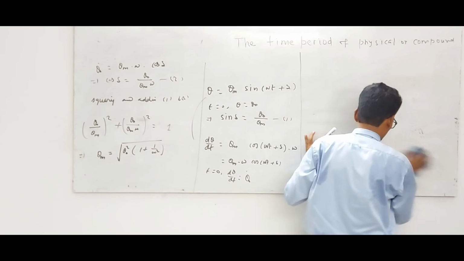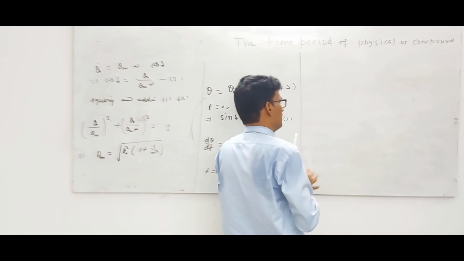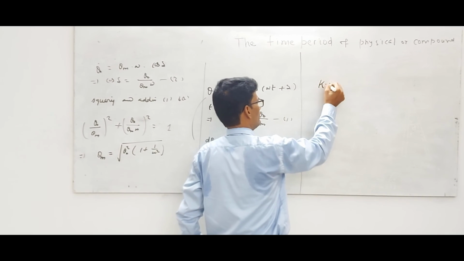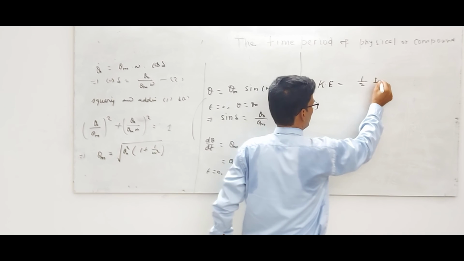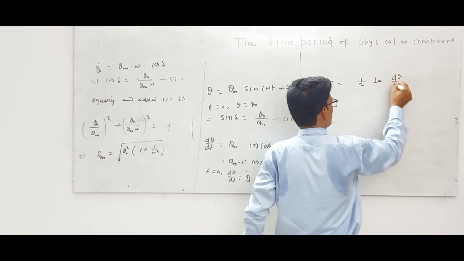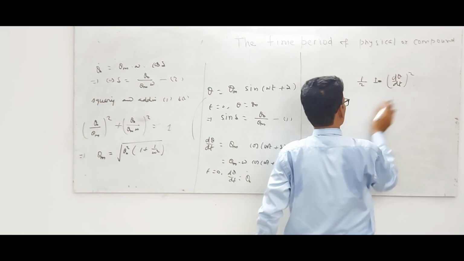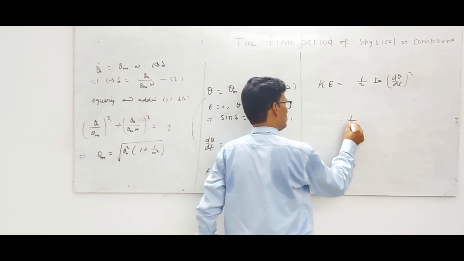Look at from here. Firstly we want to write the kinetic energy. What is the kinetic energy here? Half I naught (d theta over dt) whole square. What is I naught?